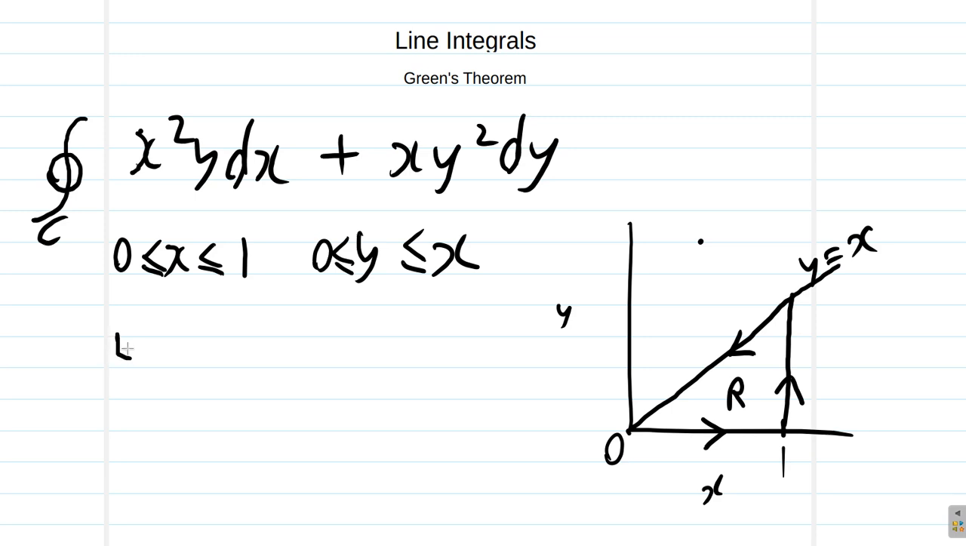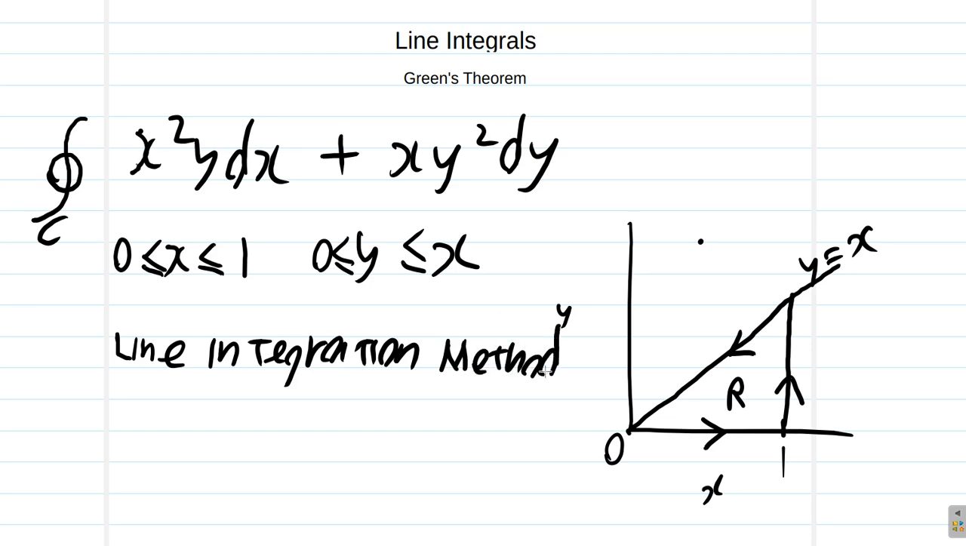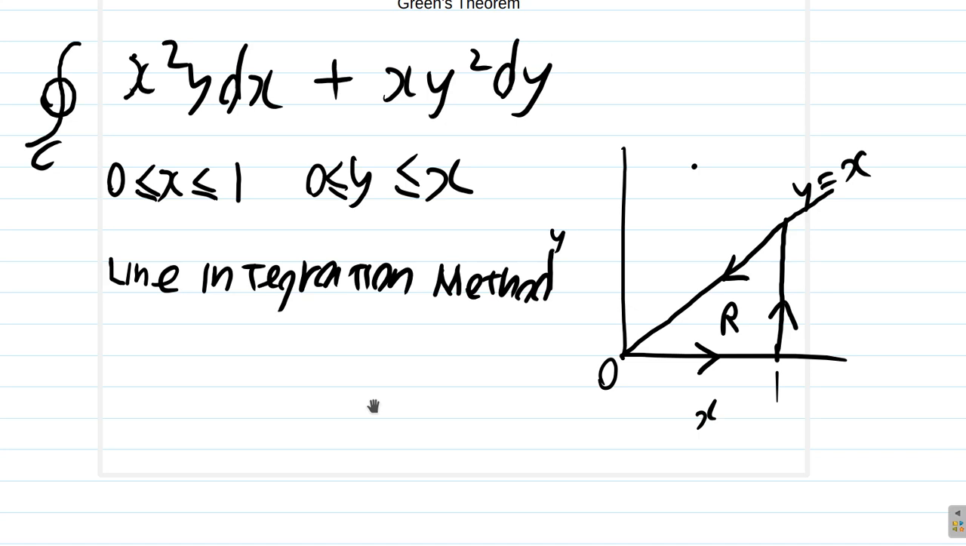Alright, so let's use the line integration method. That's the method we're going to do first. Now, of course, you remember with the line integration method, you have to break up the integral into individual parts. So this time we go, well, at first we go along x from 0 to 1. That will be along this path.